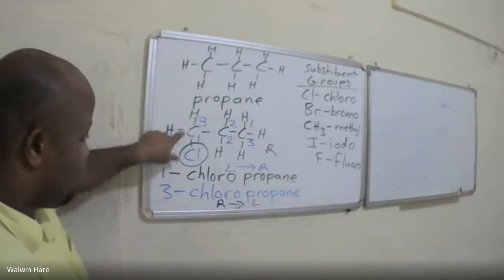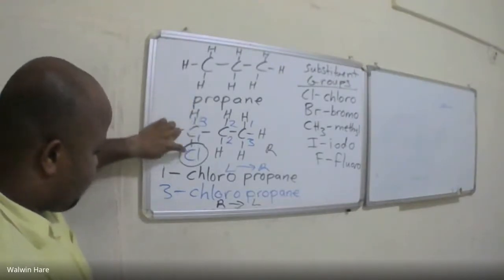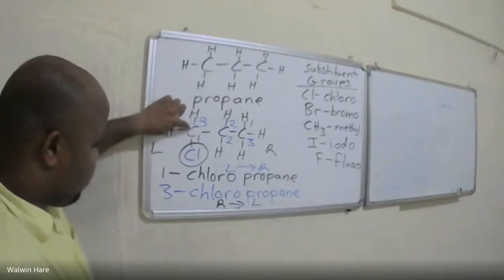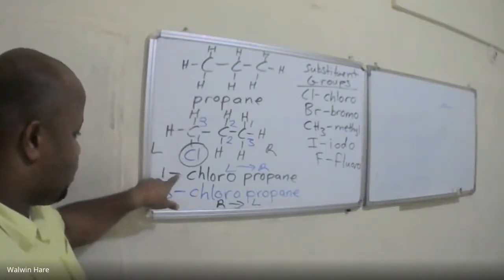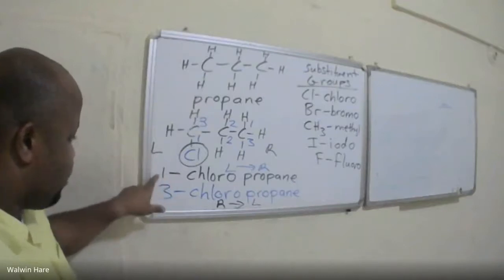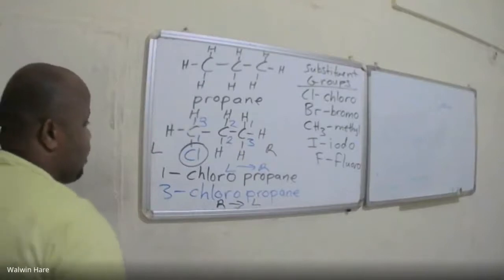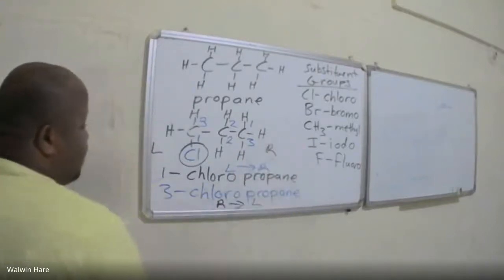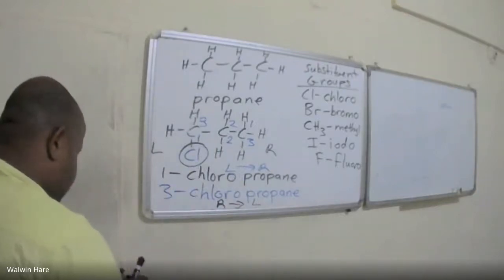So counting from this end, this is carbon one. So the chloro group is attached to carbon one. That is why it is one chloro. And I always put a dash between the number and the word, all right? If you had started counting from this end, this would be carbon one, carbon two, carbon three, all right?